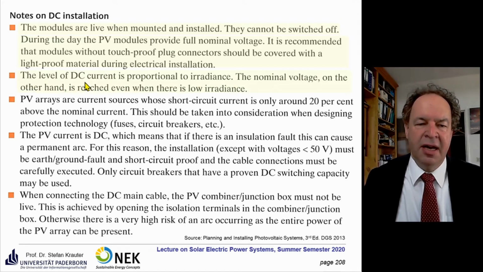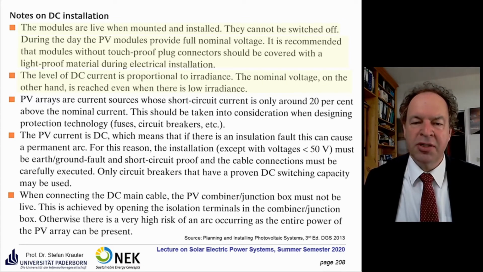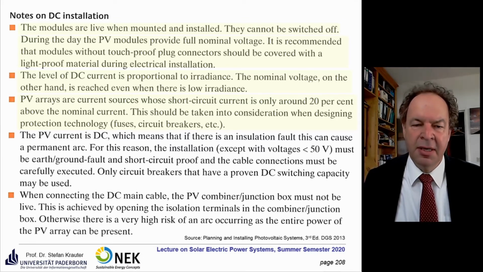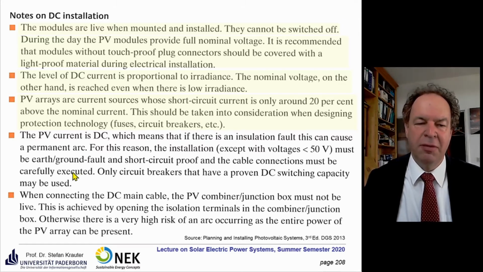As I mentioned already, the level of the DC current is proportional to the irradiance. The nominal voltage, on the other hand, is reached already at low irradiance. PV arrays are current sources whose short circuit current is only about 20% above the nominal current. That should be taken into consideration when designing protection technology, fuses and circuit breakers and so on. This is a bit different from designing normal household circuits, where you design the short circuit current protection much higher, but here the difference between the nominal operation current and the short circuit current, which is the maximum current, is only about 20%.